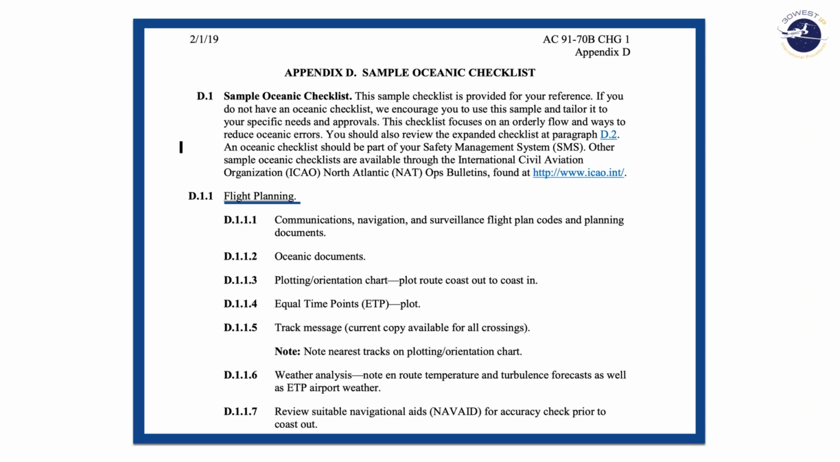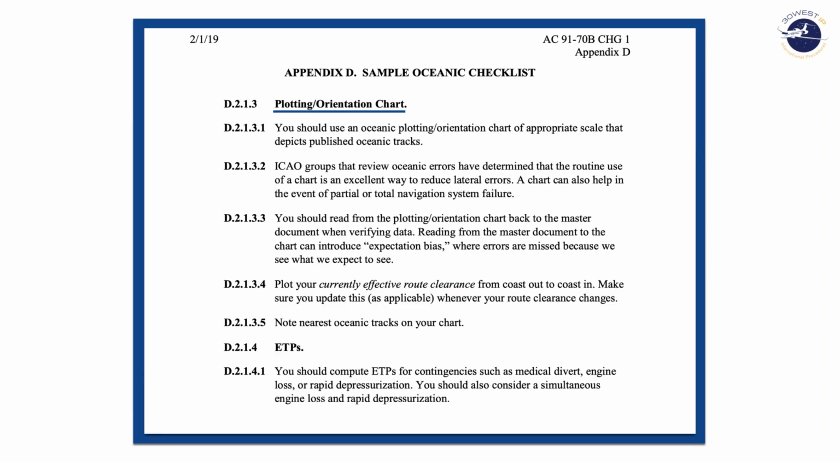And the first one I'm going to borrow from is Appendix D, which talks about the sample oceanic checklist. In the flight planning section, it identifies that your checklist should include a requirement for a plotting chart. And then it goes on to specify plotting from the route coast out to the route coast in and equal time points associated with that route. It goes on in the checklist to specifically identify that ICAO groups that review oceanic errors have determined that the routine use of the chart is an excellent, and if I could just borrow, effective way to reduce lateral errors.